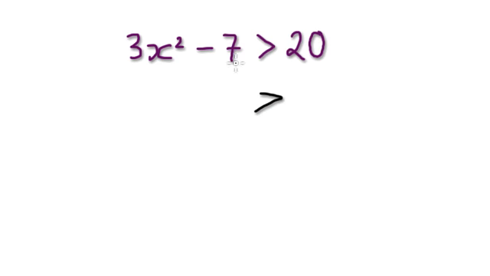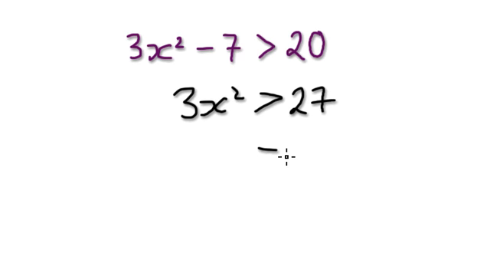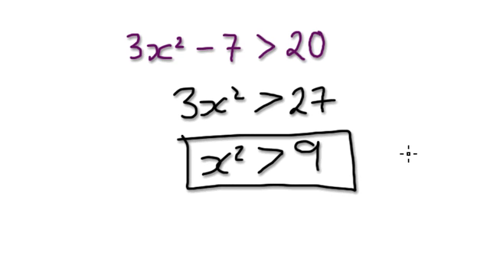Okay, so here you would add 7 to both sides. So this will be 27. This would be 3x squared, and then divide both sides by 3. So this would be 9. This would be x squared. And when you get to this stage here, try to pause and understand what's going on here.